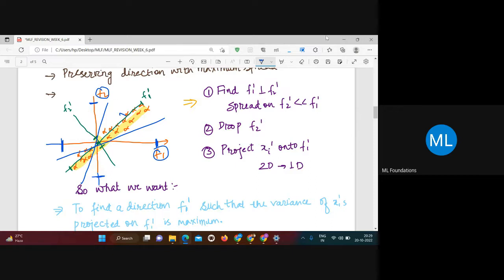F1 dash? Correct. So why are we doing it in F1 dash? Because whenever I take the projection of all the data on this F1 dash, I just rotated this F1 to F1 dash. Okay, so I need the direction. From the starting, I'm telling you what my objective is. I need the direction where the variance should be maximum. That's it, that's my only objective. There are some constraints, some conditions also, that I'll tell you later, but the first basic objective is to get the direction where the variance is maximum.